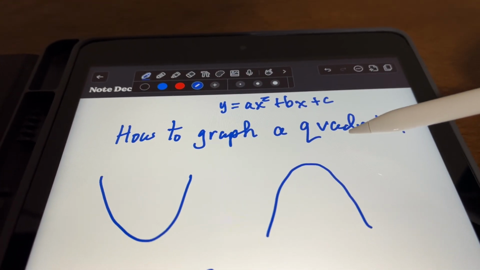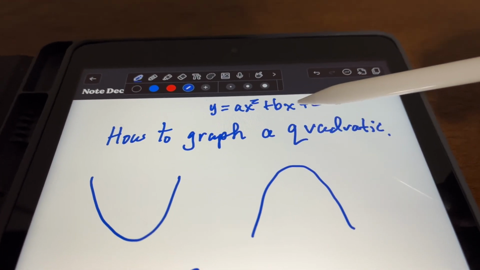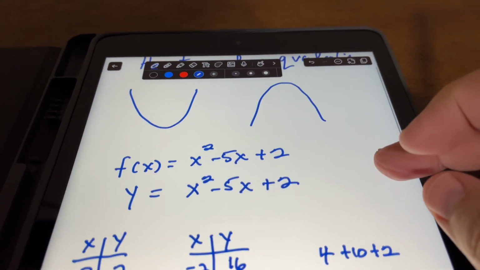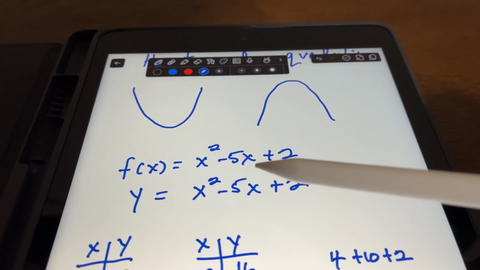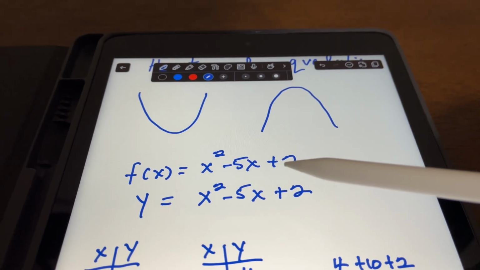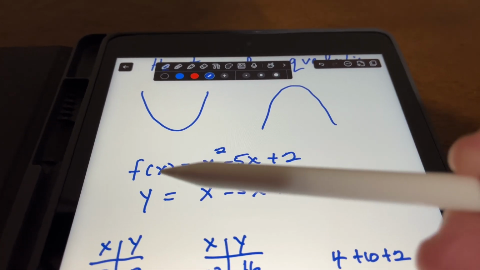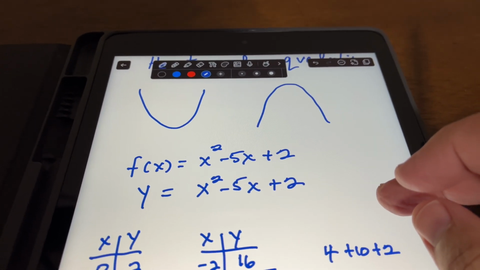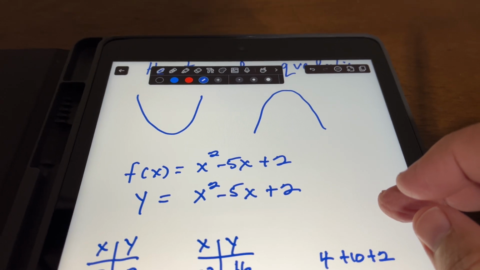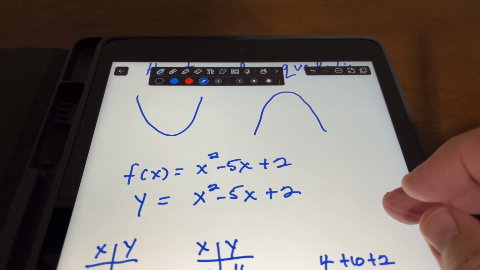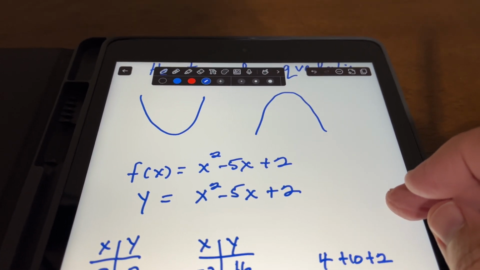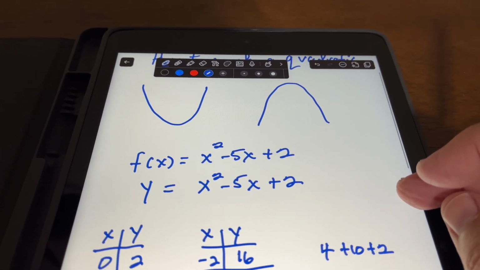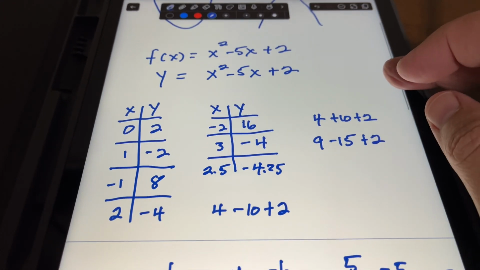Let's graph a quadratic. So this is a quadratic equation up here, and the shape is going to look like this or like this. So consider f of x equals x squared minus 5x plus 2, which, by the way, is the same thing as this. I'll explain why in another video. So what we want to do, there's a shortcut way to do this, and there's some long ways to do this. The shortcuts are perhaps on another video, but I just want to show you how to graph pretty much anything by making a table of values.